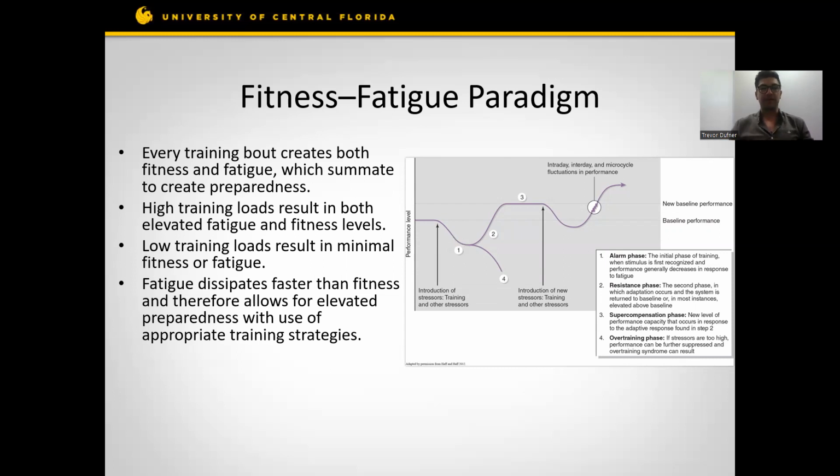This is just kind of an abstract way of looking at it. If you're doing a minimal load, you're going to have less of a drop here. But remember that fatigue dissipates faster than fitness. So what they mean is fitness is your ability to do something.